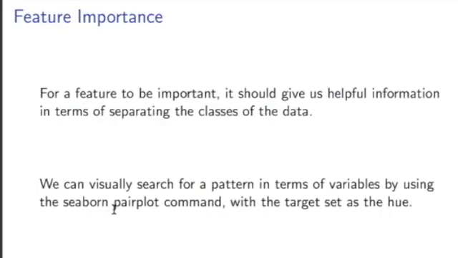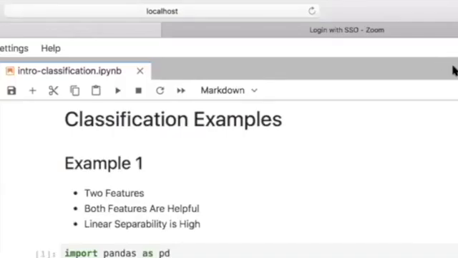If a feature is important in a classification task, the feature should give us some helpful information in terms of separating the classes of the data. We can usually search for a pattern in terms of the variables by using the Seaborn pair plot command, with the target set as the hue. I thought it would be helpful to go over some examples of classification data sets to illustrate the concepts that we've just discussed.